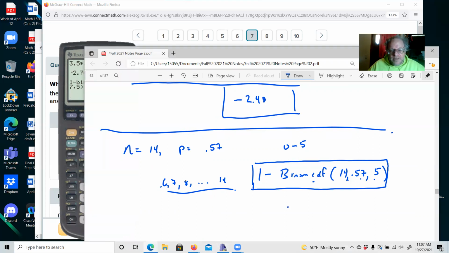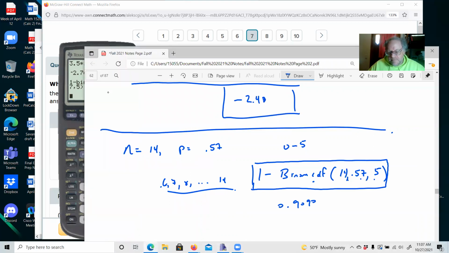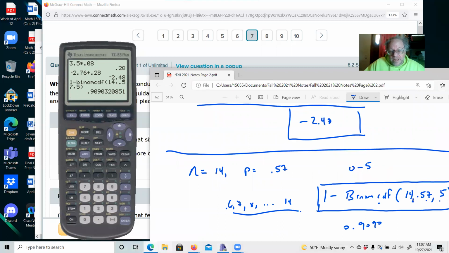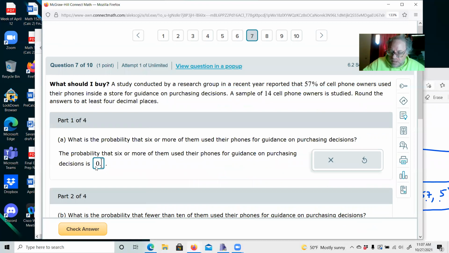Okay, we got 0.90. What do we have? 0.9090. All right, so that's how you do that kind of a problem. And I promise you there is a problem like that on your quiz. So you don't have to know the formula for it. I'm not asking you. But you do have to know how to plug these numbers into your calculator and get an answer.